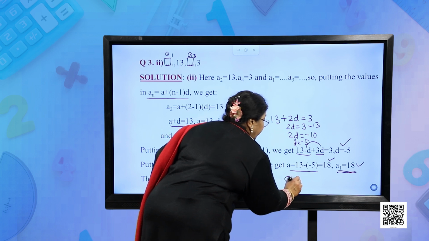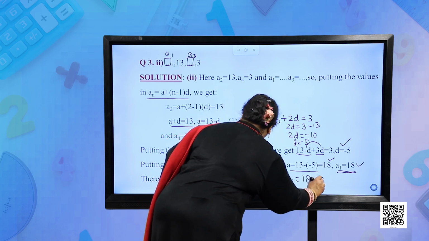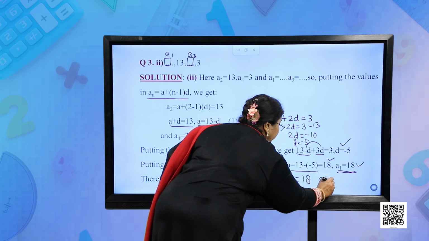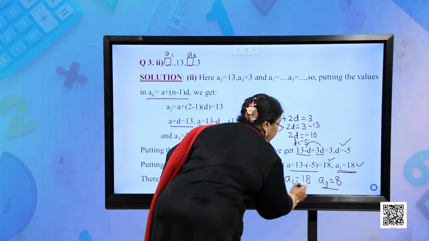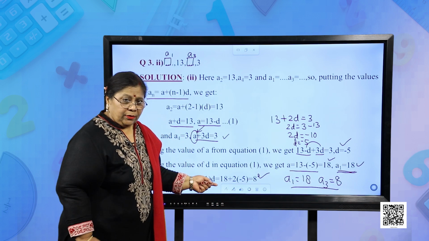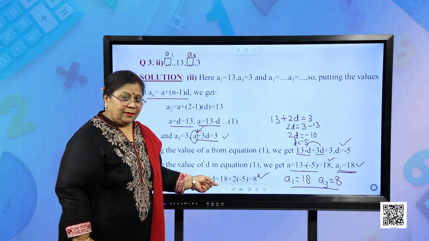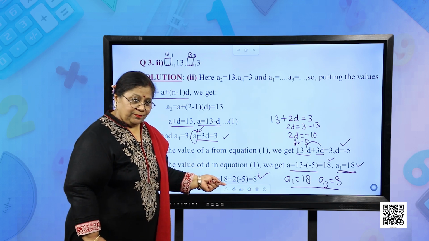So, A1 is 18 and A3 is 8. Both the values we have calculated. I hope it is clear. Shall we proceed to the next question?